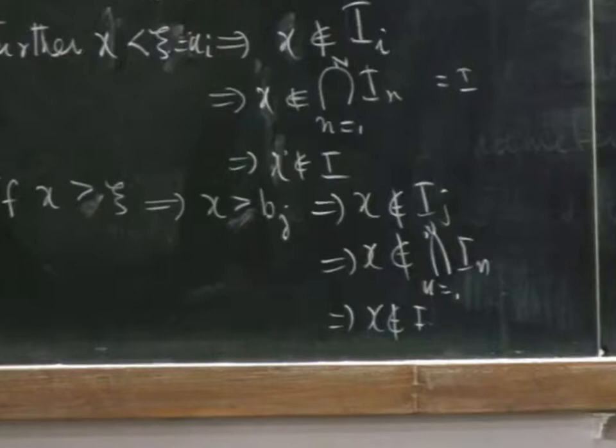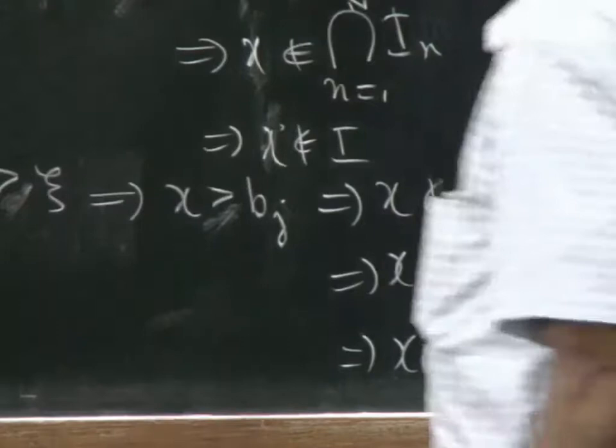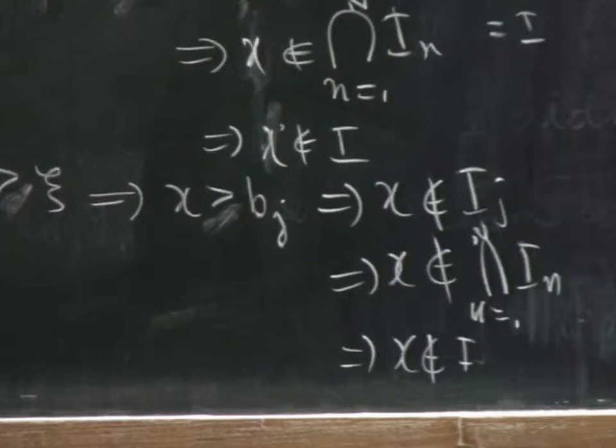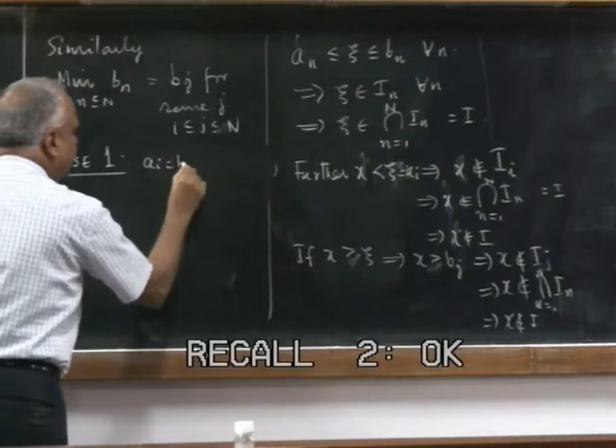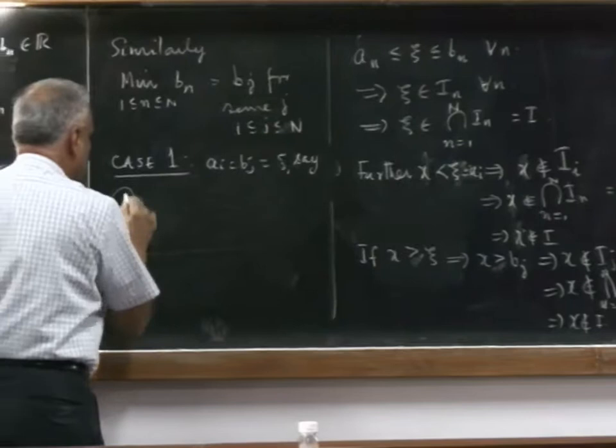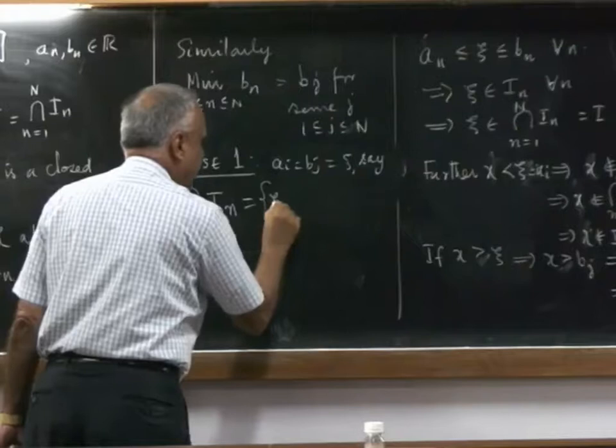So the conclusion that we have got is, in case 1, where Ai equal to Bj equal to xi, the intersection of In for n equal to 1 to n is precisely the single point xi.